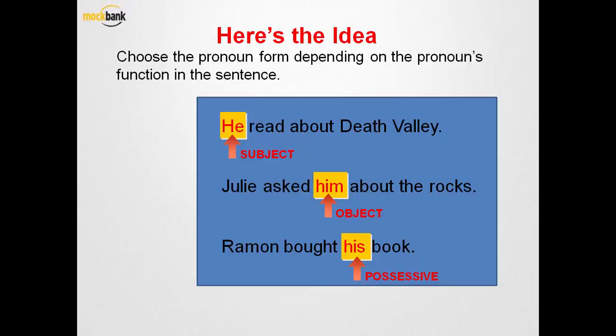Julie asked him about the rocks. So Julie will become the subject. Who did she ask? Him. So him will become an object. The third sentence is Ramon bought his book. Whose book? His book. That means the book is being given a possession. That means his will go on to become the possessive pronoun.